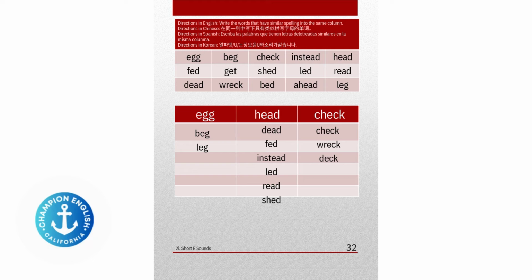Hello, students, and let's check those answers. So under egg, you should have bed and leg. Under head, you should have dead, fed, instead, led, read, and shed. Under check, you should have wreck and deck. Check your papers and please make any corrections. Now go ahead and read the columns out loud by yourself or with a partner. And let's go to the next video.